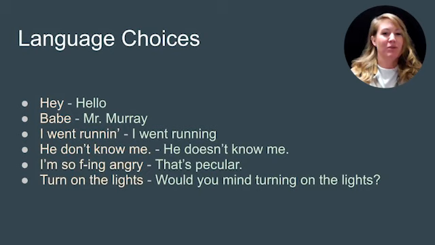Maybe there are different situations where we use different syntactic constructions, such as the difference between he don't know me and he doesn't know me. Perhaps certain situations allow us to express more explicit anger by saying, I'm so angry, versus something a little more obscure like, that's peculiar. Maybe depending on the person we're talking to, we're not able to be bossy or direct. So you say, would you mind turning on the lights? Rather than saying, turn on the lights.